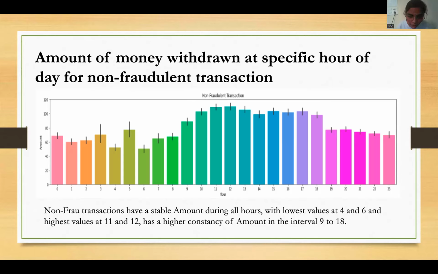Amount of money withdrawn at a specific hour of a day for non-fraud transactions. Here we can see at 11 and 12 there is the highest number of transactions, and the highest amount was withdrawn. The non-fraud transactions have a stable amount during all hours, with the lowest value at 6 and 4, and the highest value at 11 and 12, and there is a consistent amount between 9 to 18, so we can say 9 a.m. to 6 p.m.